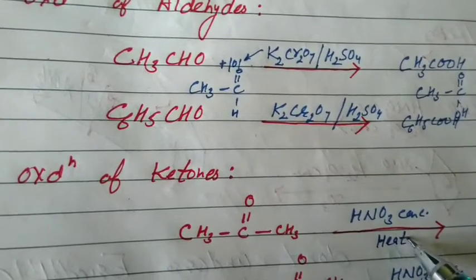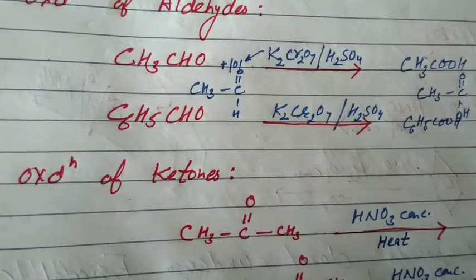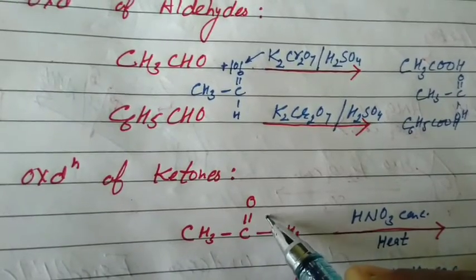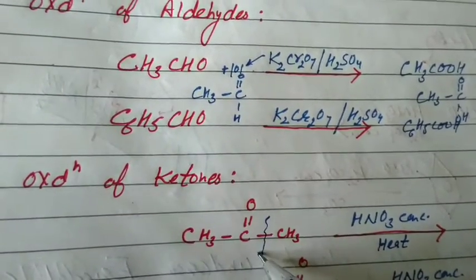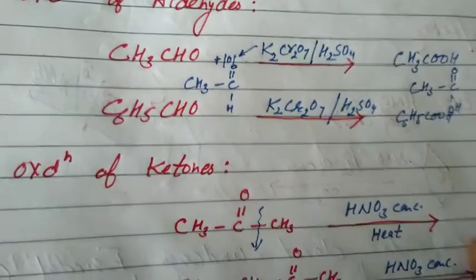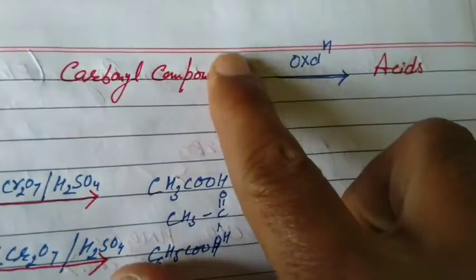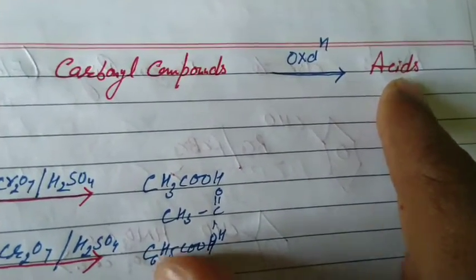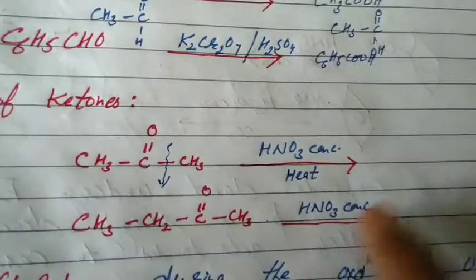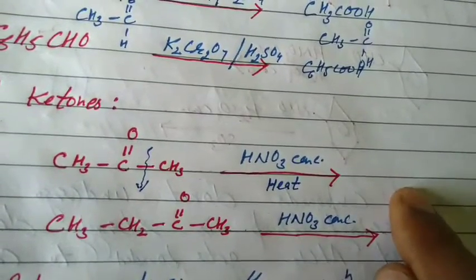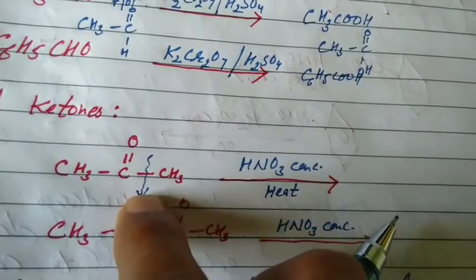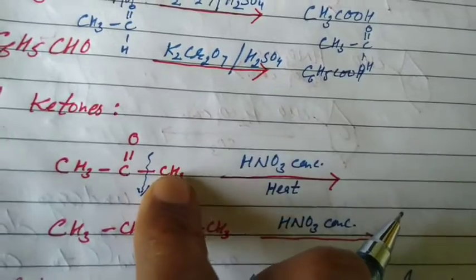Students, at elevated temperature there will be breakage of the bond between the carbonyl carbon and the alpha carbon in case of ketones. Definitely the product is an acid, because carbonyl compounds upon oxidation give acids. But when ketones are oxidized to acid, the acid will have fewer carbons than the given ketone, because there is lysis of the bond between the carbonyl carbon and the alpha carbon.